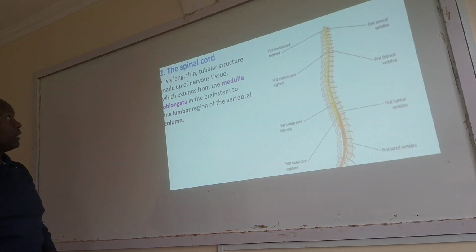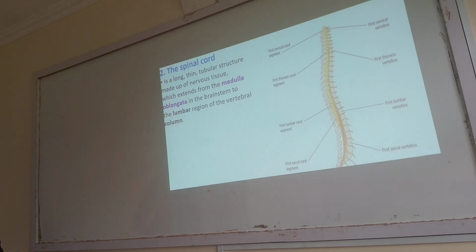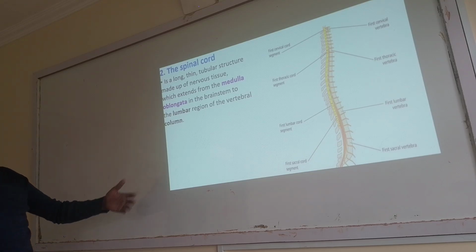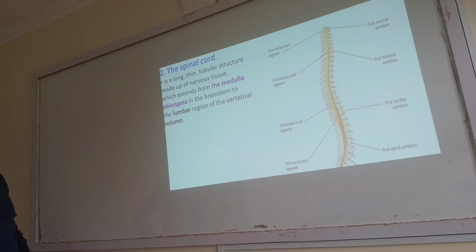We can now look at the spinal cord itself. It is just a thin tubular structure. It is made up of the nervous tissue. It extends from the medulla oblongata, from the brainstem up there, and it goes all the way to the lumbar region of the vertebral column. That is between L1 to L2, that is in the adult people.